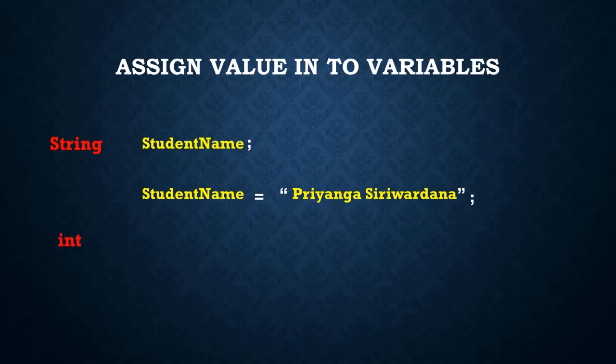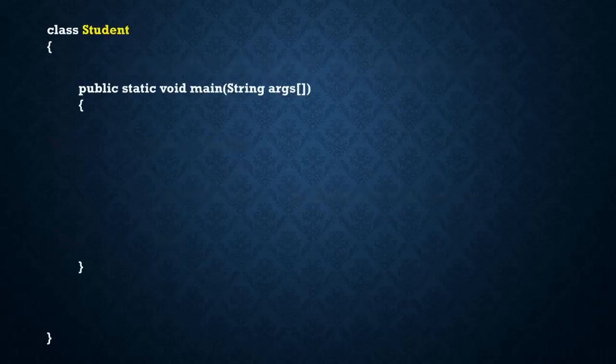And then I'm going to create an integer one. Int age. Age equal 13. And that also ends with a semicolon. If it is an integer, float, or double, make sure you are not putting any double quotes or single quotes. Fine.